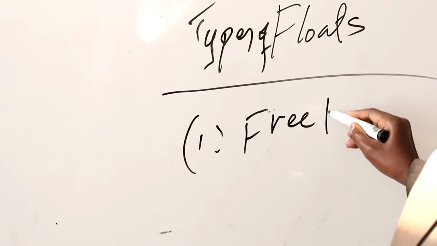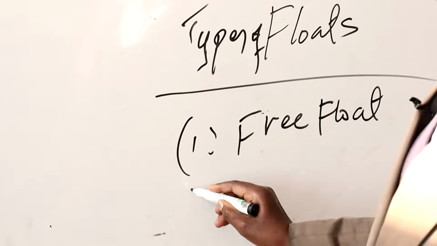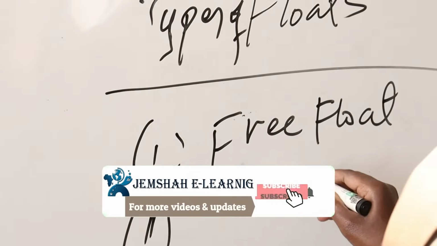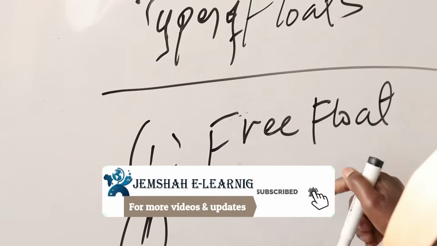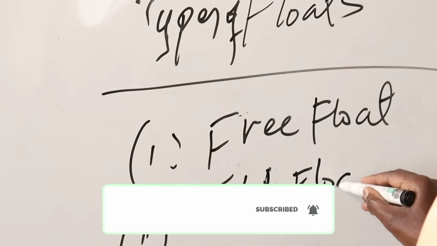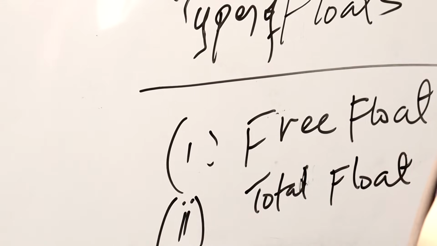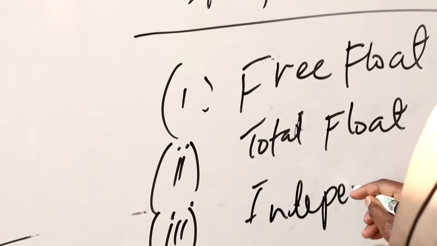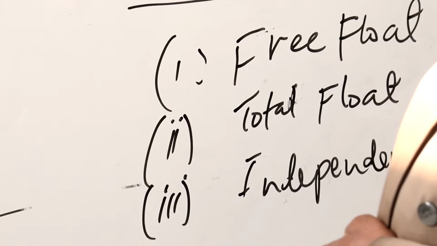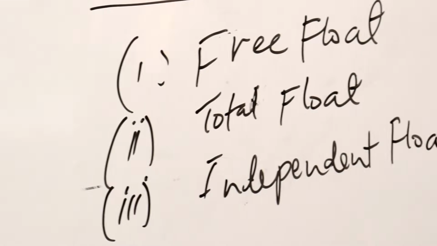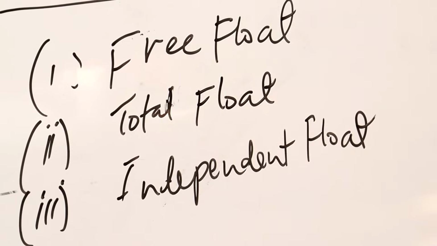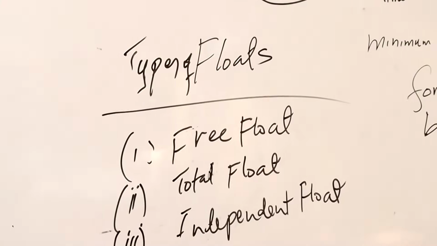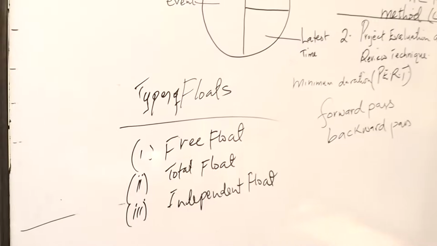free float; two, total float; and number three is known as independent float. These are the three types of floats which are mostly found. They are the ones which are mostly found in project planning.